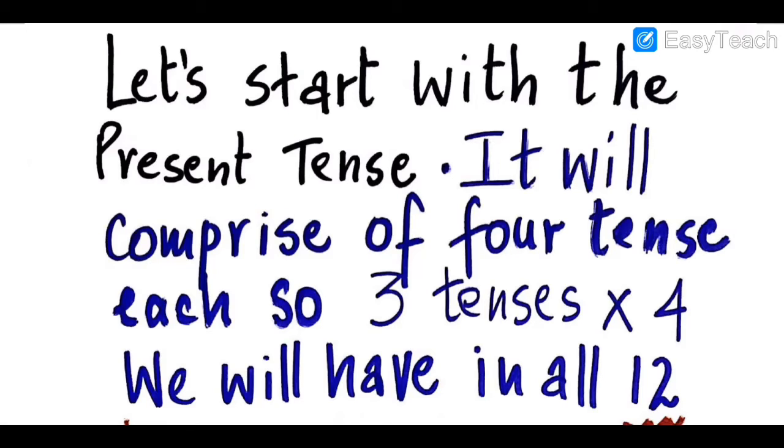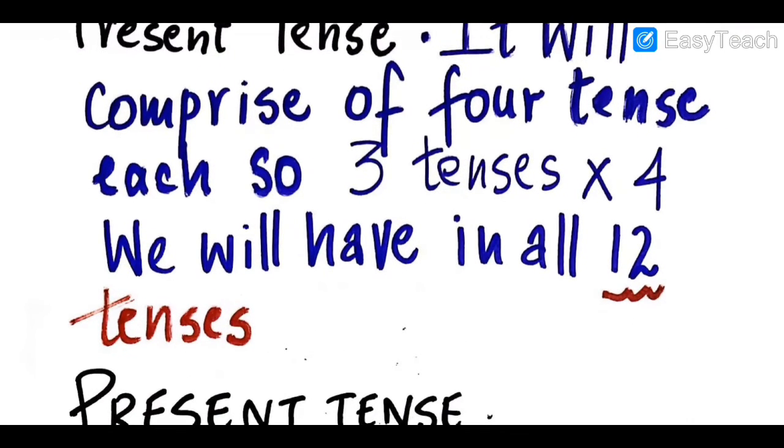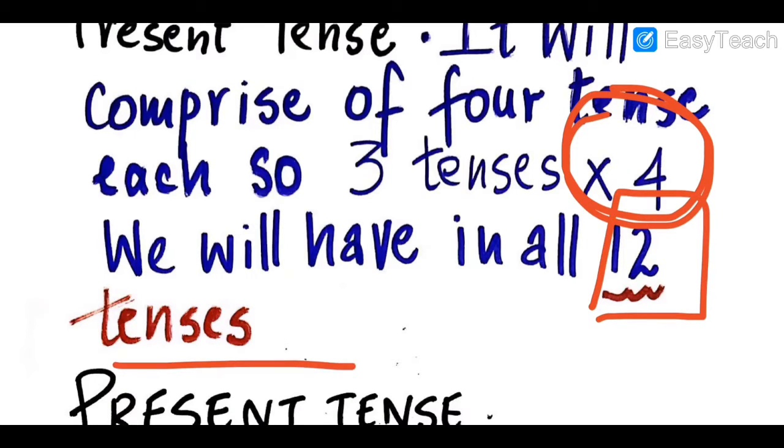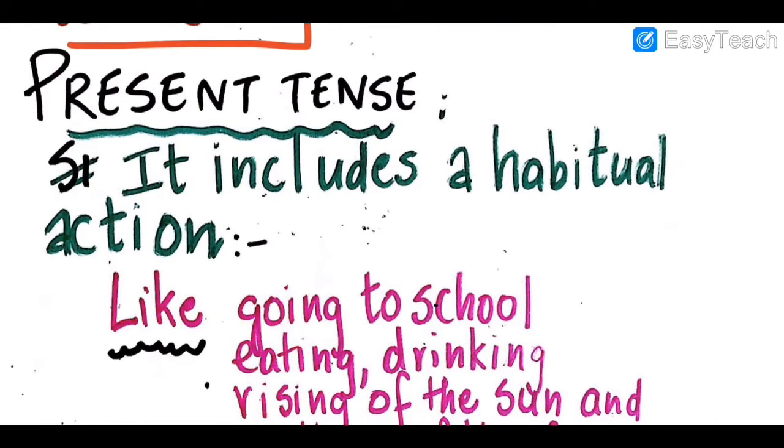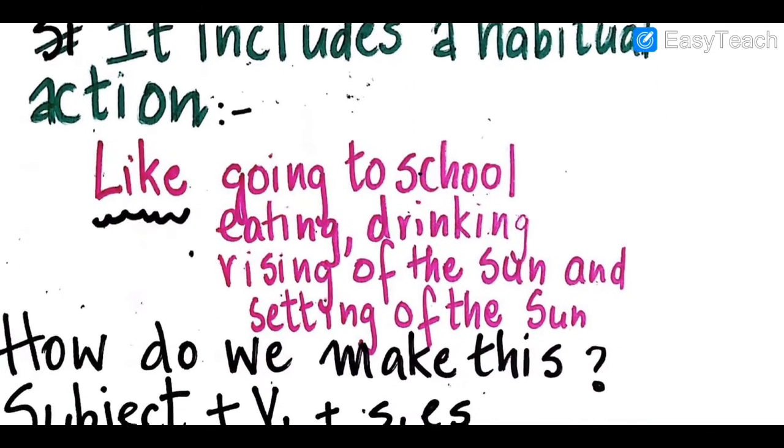Each tense का कितना हो जाएगा? Each tense will have 4 slots. So 3 into 4, if you do your multiplication, you will have 12 tenses together. Now let's start with the present tense. It will be simple present, present continuous, present perfect and present perfect continuous.